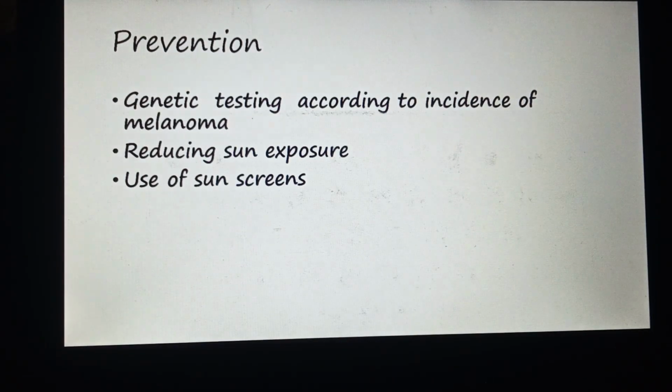Prevention. Genetic testing according to the incidence of melanoma is the number one prevention. Second is reducing sun exposure. Third is the use of sunscreen.